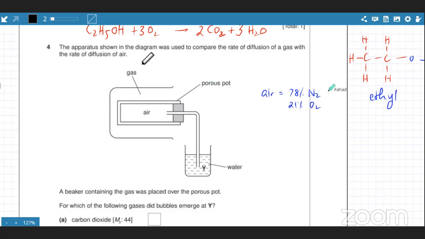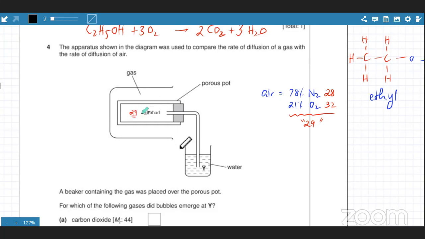Now, nitrogen has an Mr of 28. Oxygen has an Mr of 32. If you calculate the average Mr of air, that comes out to be 29. So remember this: whenever somebody is talking about air, its average Mr is 29. The apparatus shown in the diagram was used to compare the rate of diffusion of a gas with the rate of diffusion of air. So air is inside, and I know the mass of air is 29.